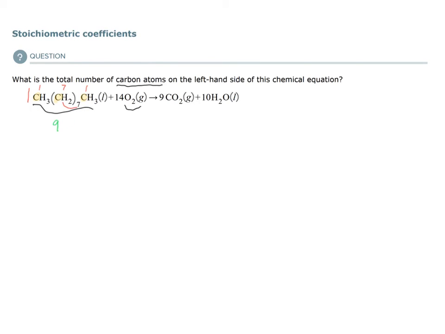Okay, let's look at this second reactant. Can we find carbon atoms present anywhere? If I scan, I only see oxygen atoms. So in this case, the answer would be 9. Why? There is no carbon present in this reactant. Carbon is only present in this reactant, and we added up all of the carbon atoms multiplied by the stoichiometric coefficient to get a grand total of 9.